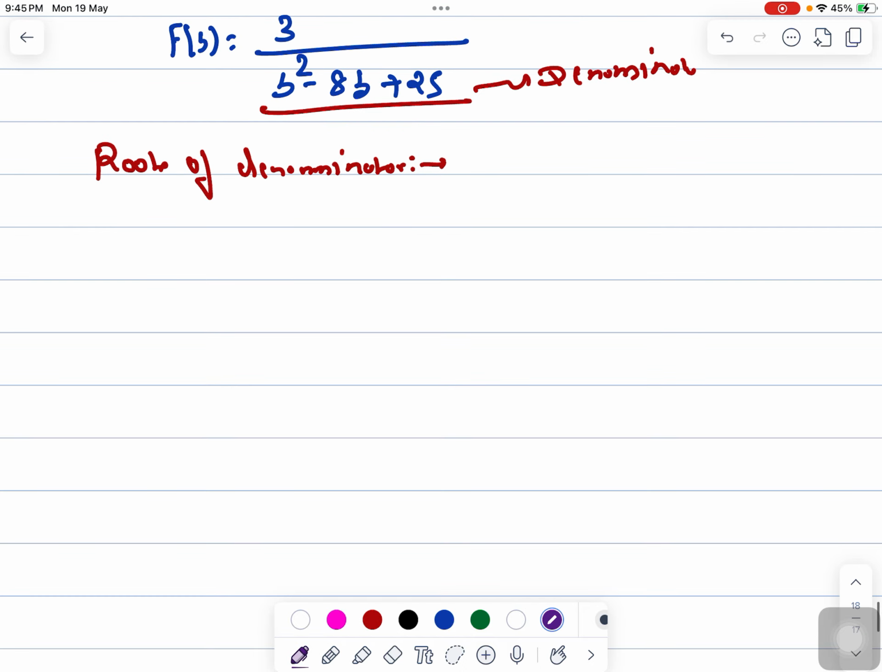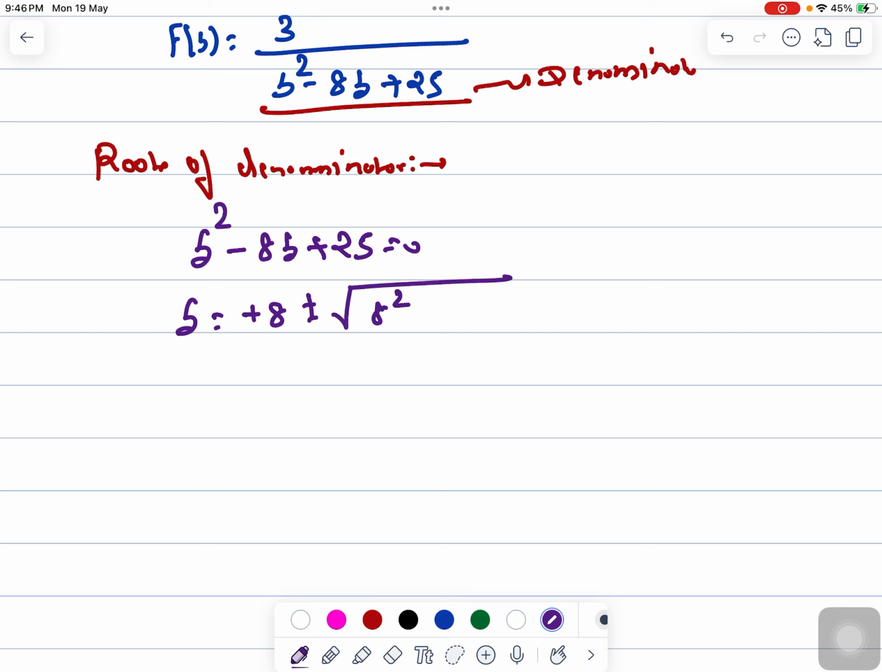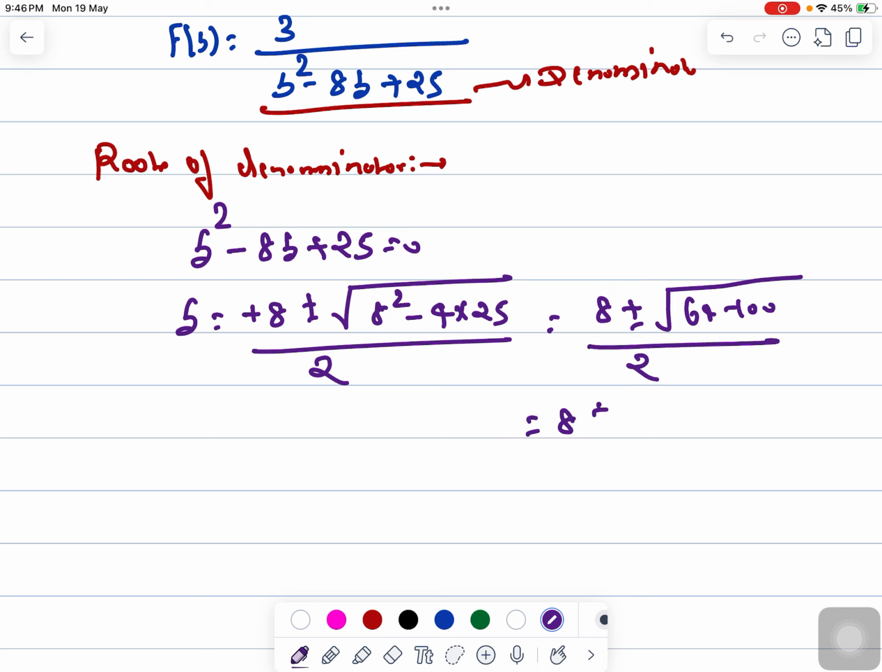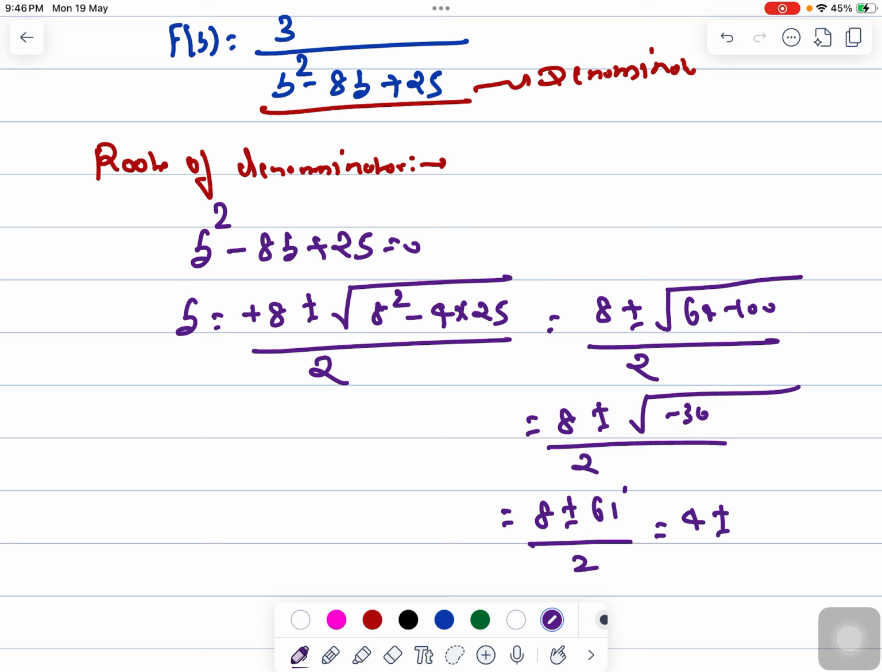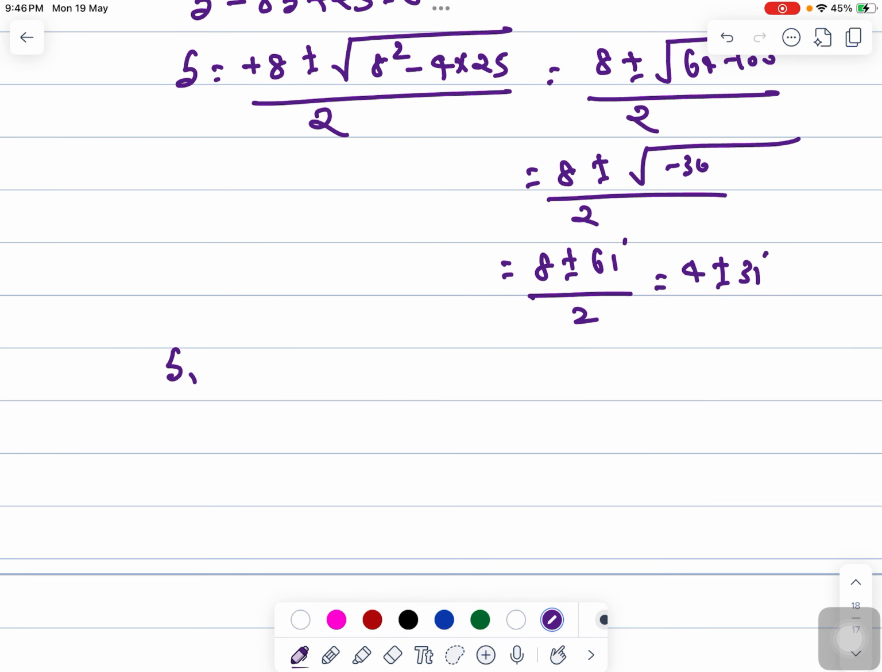So let's try to understand how we can calculate. This is just a simple quadratic equation, s square minus 8s plus 25 equals 0. So s can be written as 8 plus minus root over b square minus 4 into 25, divided by 2. If you calculate, that is 8 plus minus root over 64 minus 100, divided by 2, which equals 8 plus minus root over minus 36 divided by 2, which equals 8 plus minus 6i divided by 2, which equals 4 plus minus 3i. So here s1 and s2 equal 4 plus minus 3i. Is that clear?